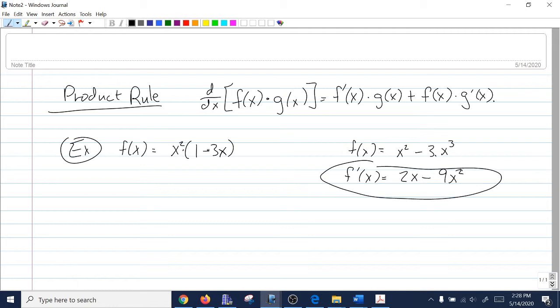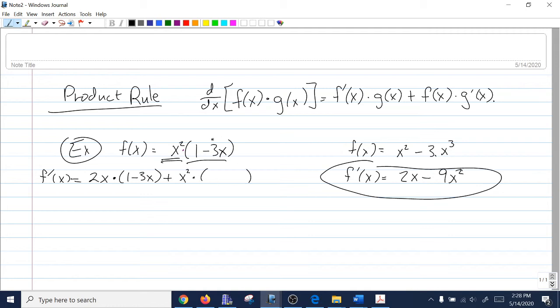This is something times something. Product rule says the derivative is derivative of the first. What's the derivative of x squared? It's 2x. Times the second one. Leave the second one alone. Don't try and take the derivative yet. Plus, leave the first one alone, x squared, times derivative of the second.